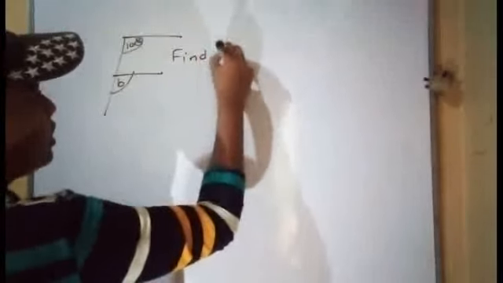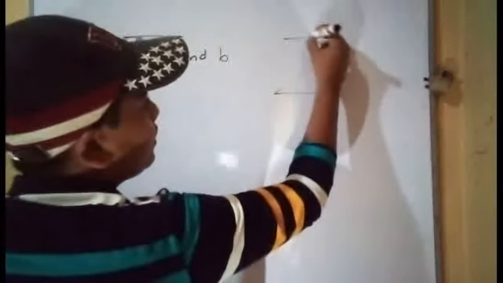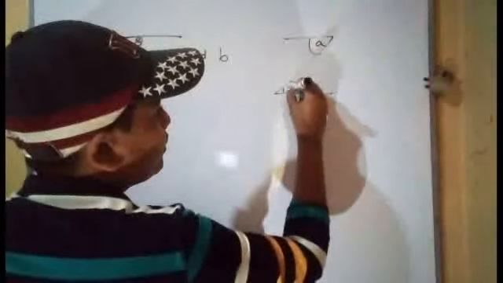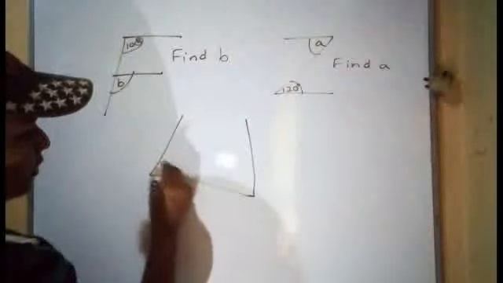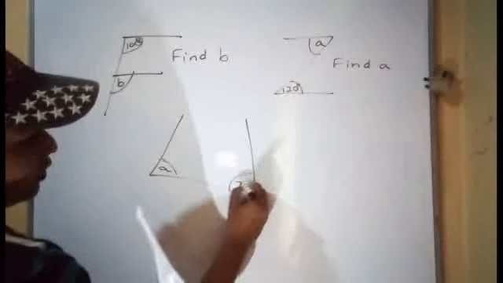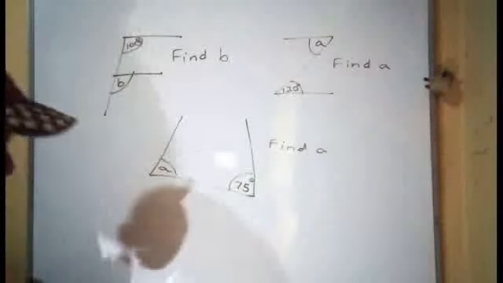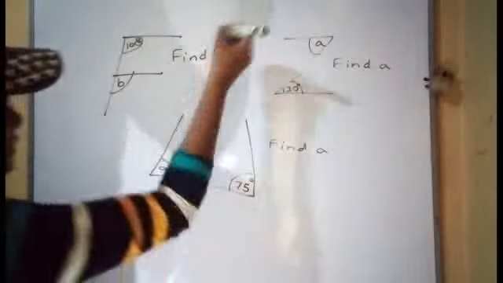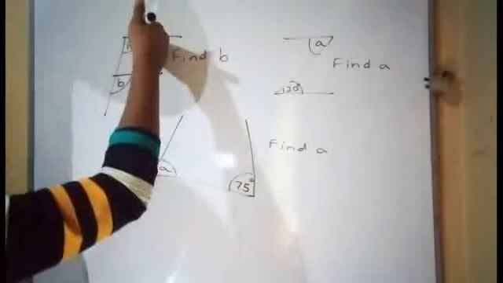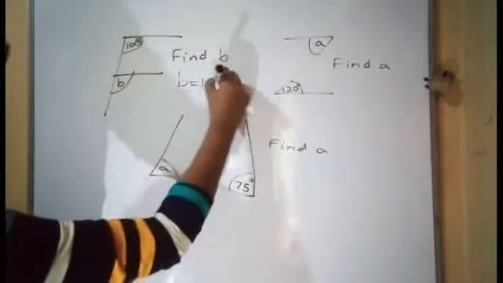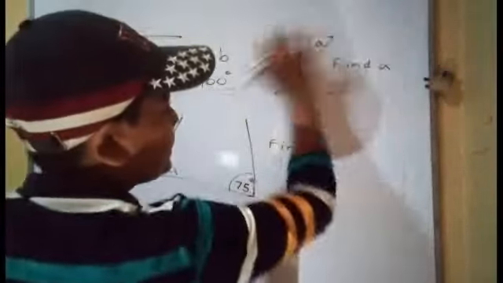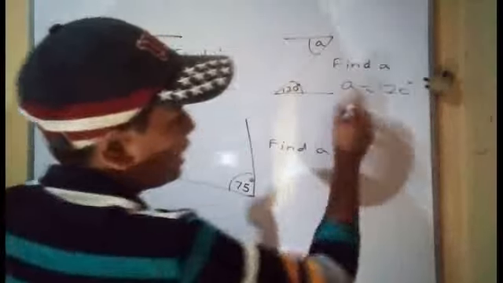Doing some exercise. Find B. Find A. Okay, let's find. First of all, find B. This angle is the same as this because they are intersecting lines. So that means B equals 100. Find A. This intersection is the same as this intersection. So A equals 120.